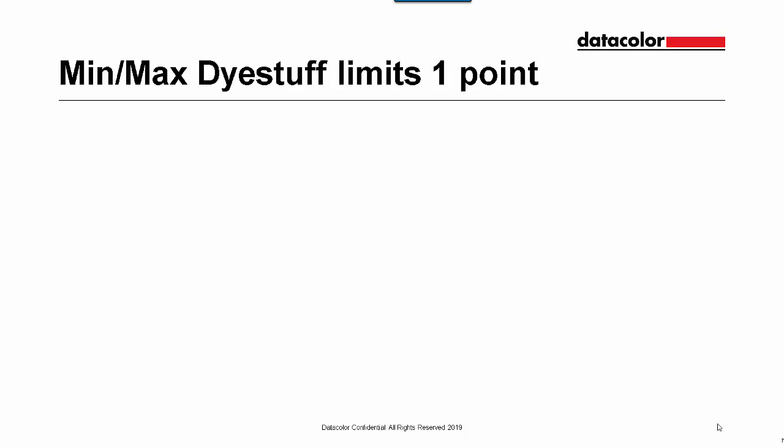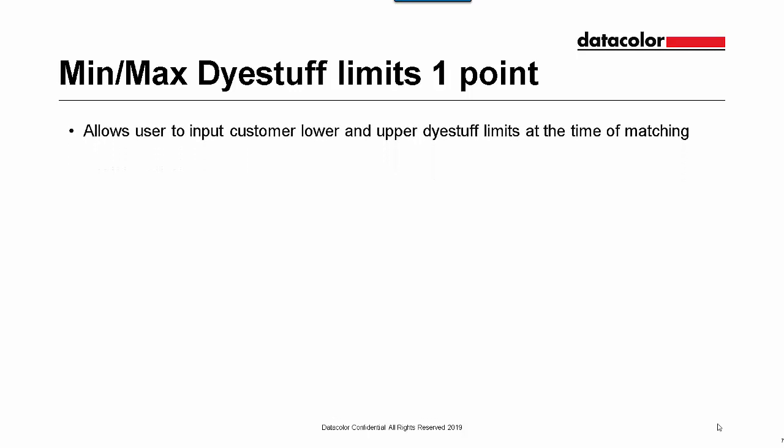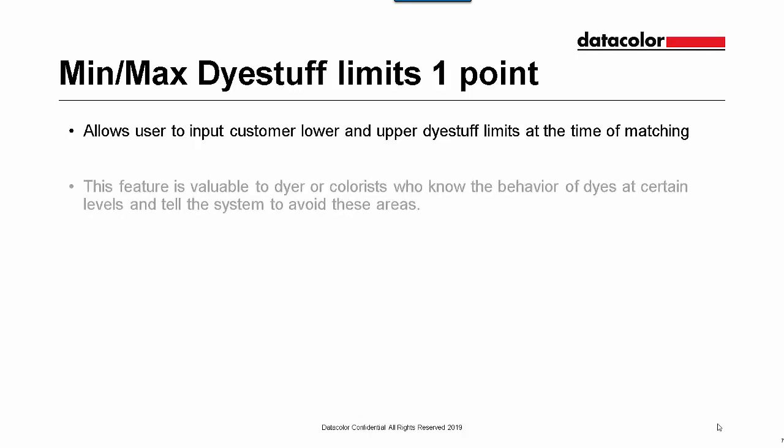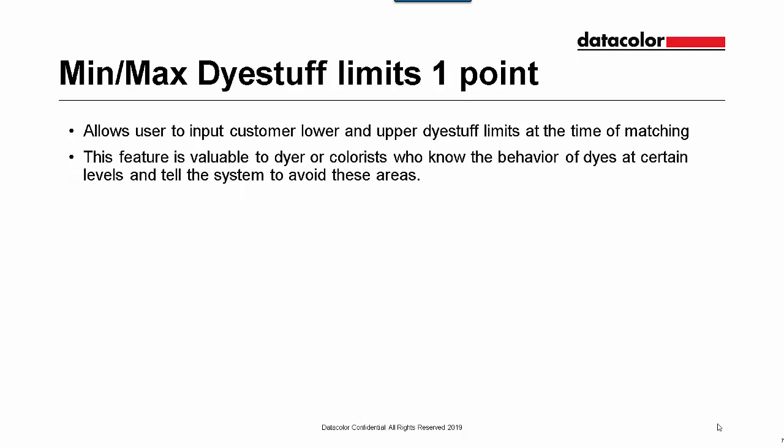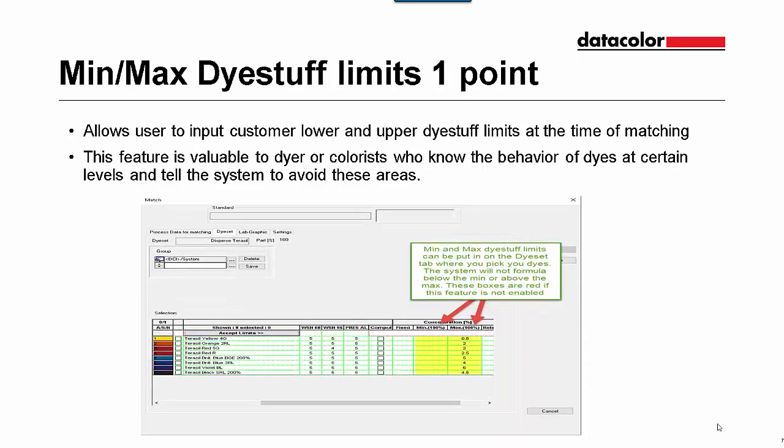The next feature is Max-Min Dyestuff Limits, which is worth 1 feature point. This allows the user to input upper and lower limits of dyestuff at the time of matching. This feature is valuable to dyers and colorists to know the behavior of the dyes and know that it can't be outside of certain ranges. So in the matching screen we can put in our different maxes and mins. The system will not calculate above or below the max and min on this table. If these boxes are in red, they are not enabled.